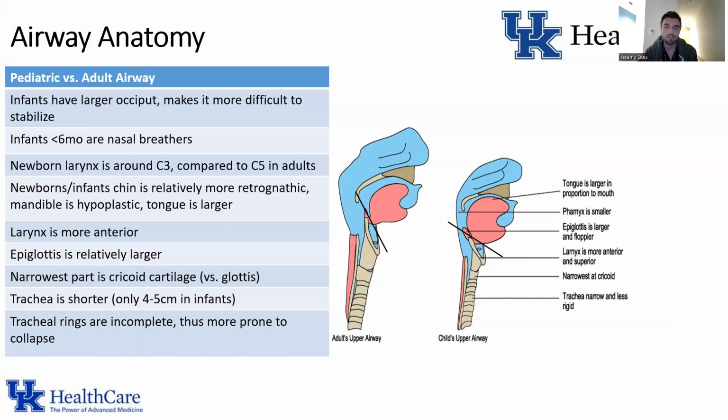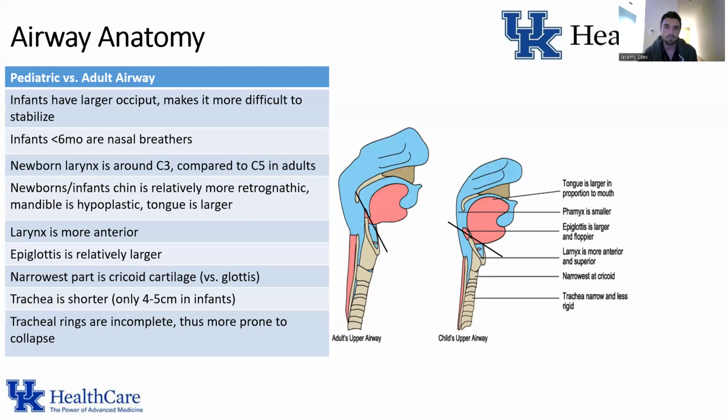And the fact that they prefer nasal breathing is important when we talk about upper respiratory tract infections that obstruct their ability to breathe effectively through their nose, which may send that child into respiratory distress. Point number 3, the newborn larynx is around the level of C3 compared to C5 in adults.